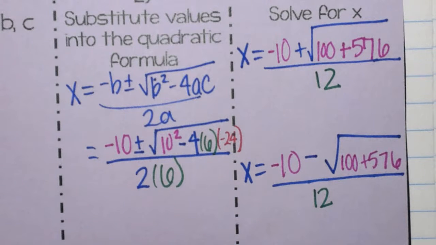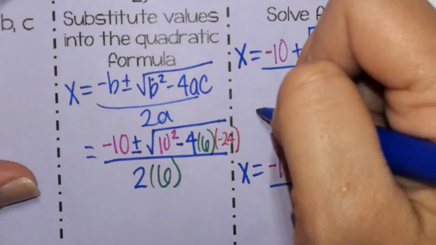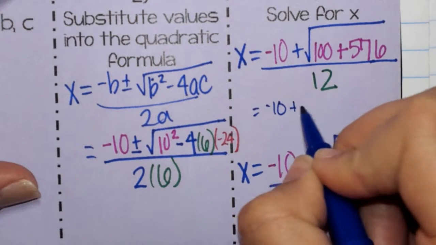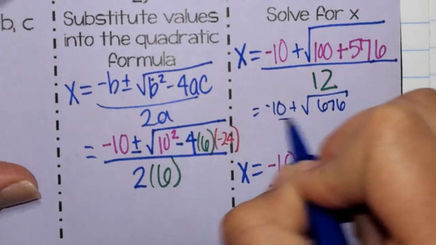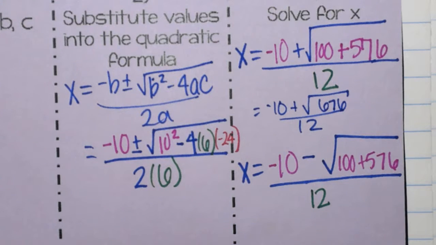So we're always going to have two answers. Always. Are we ready? What's 100 plus 576? And that's negative 10 plus the square root of 676, divided by 12. Who has a calculator and can tell me what the square root of 676 is? The square root of 676 is what? Because I got 26. Okay.